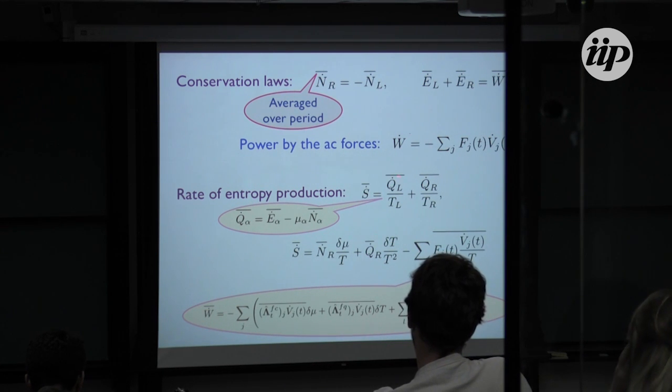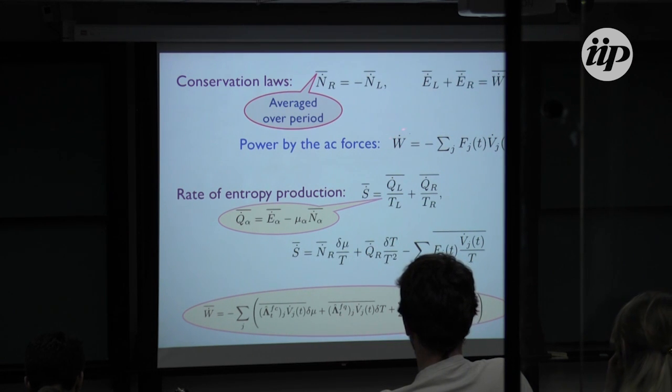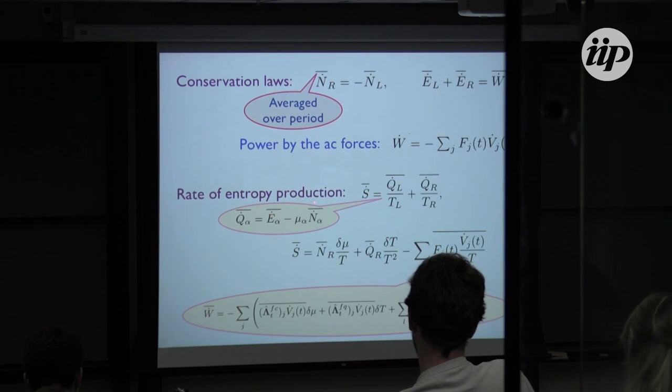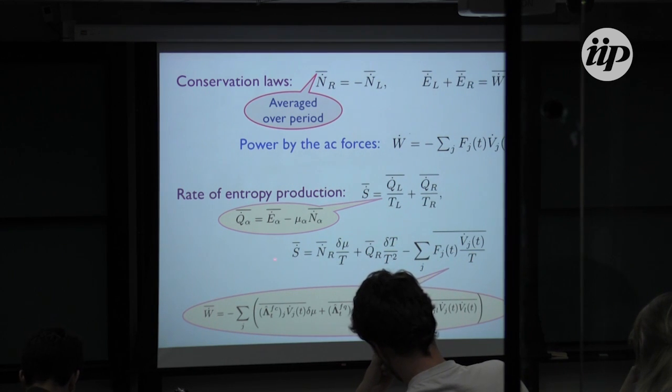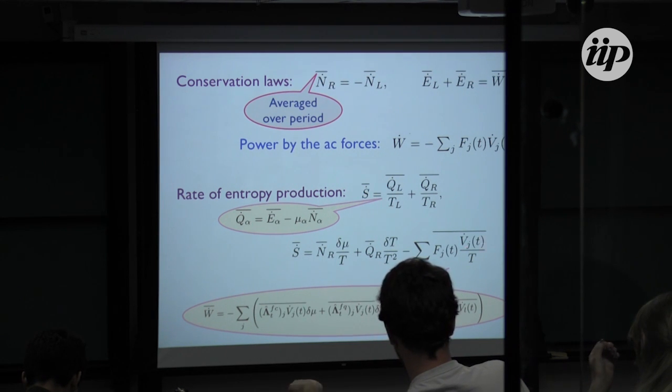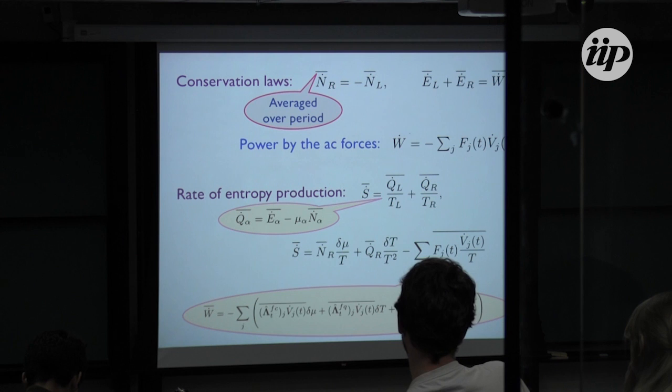Now we can proceed basically as before, once having the linear response formalism. We have that the power developed by the AC forces is also linear in V dot. We can go to evaluate the net rate of the entropy production. Now we have these three terms. These were the ones that appeared in usual thermoelectrics, and now we have this additional contribution due to the effect of the AC driving forces.